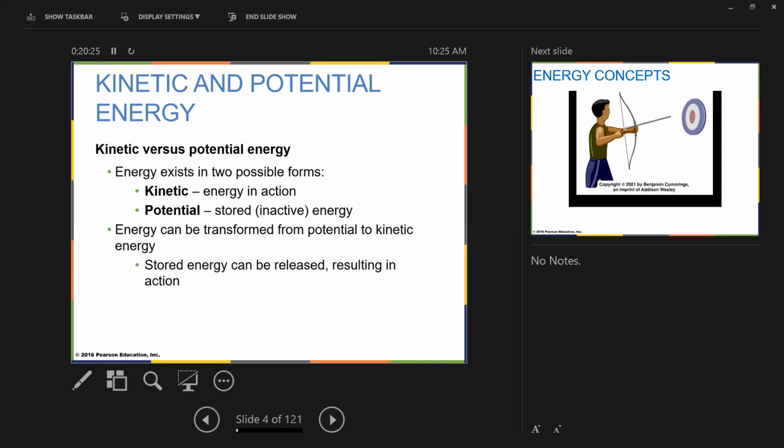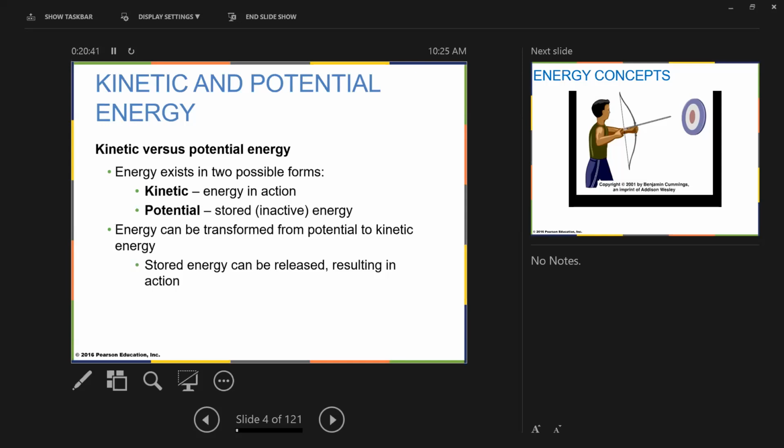We convert the potential energy into kinetic energy. And we do this all the time. We go from potential energy to kinetic energy.